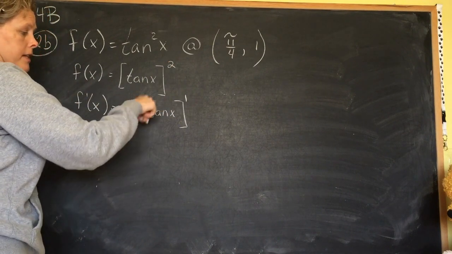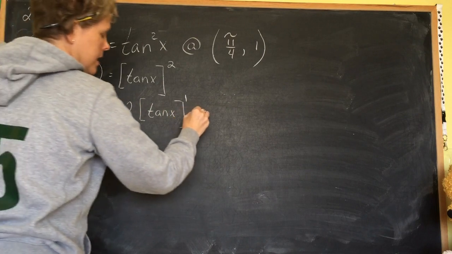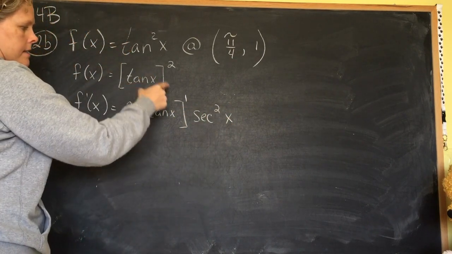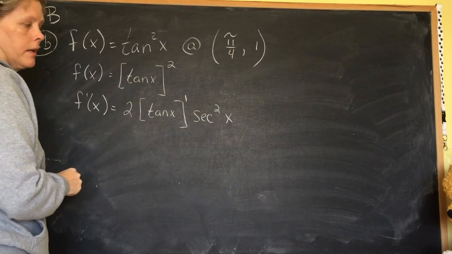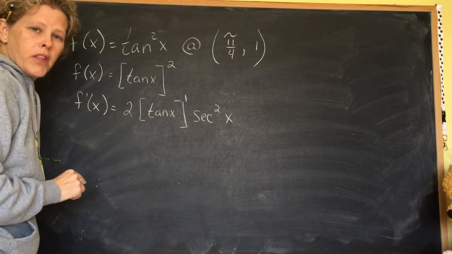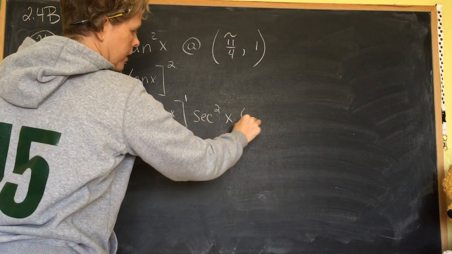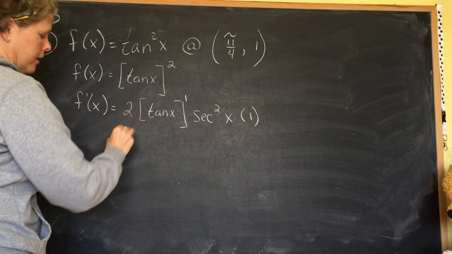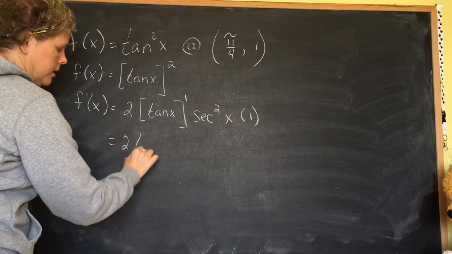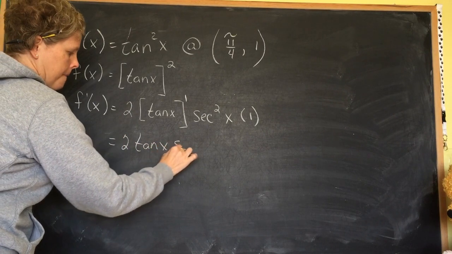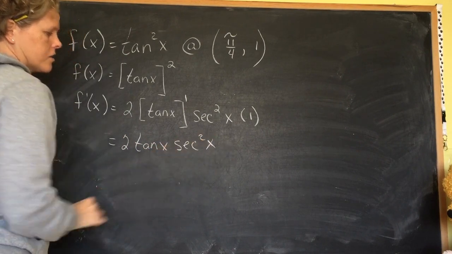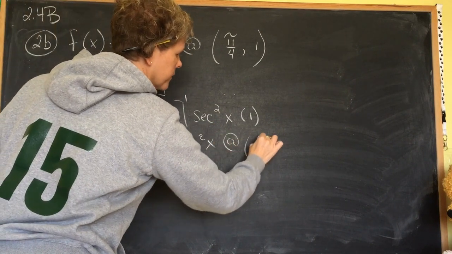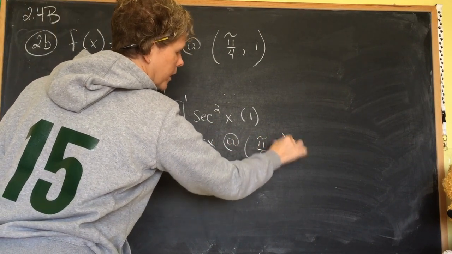Now take the derivative of the inside. Well, the derivative of tangent is secant squared. Notice that it's x, x, and x as my argument. Now my chain rule says take the derivative of the argument. Well, the argument is just 1, so that's kind of nice. All right, so now I have a derivative here of 2 tangent x secant squared x. There's my derivative, but I want it at this point of pi fourths, 1.